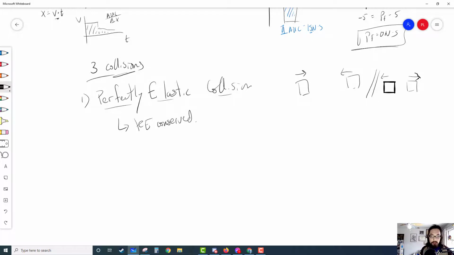No energy is lost. And the other thing that you need to know is that momentum is conserved. Okay, momentum is conserved. Now, how do we solve these types of problems? Well, if you remember, we use the conservation of momentum equation.